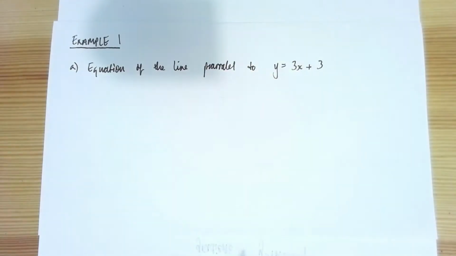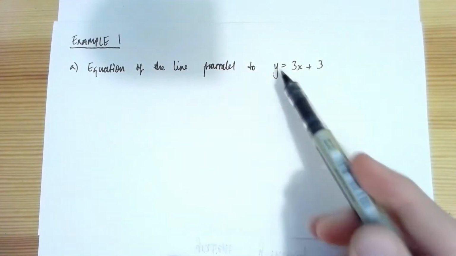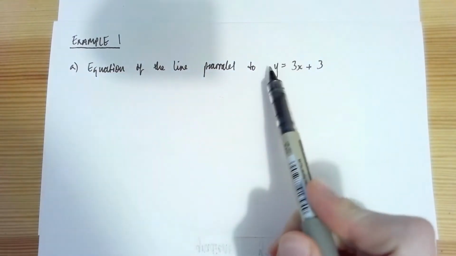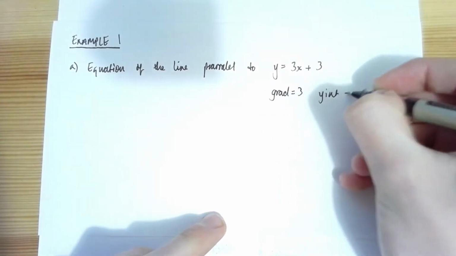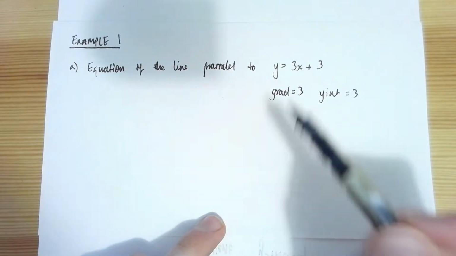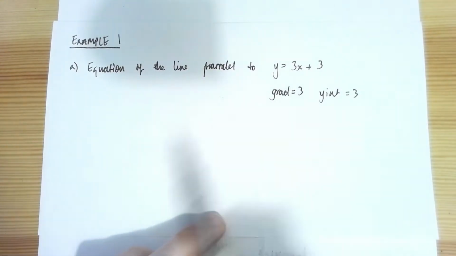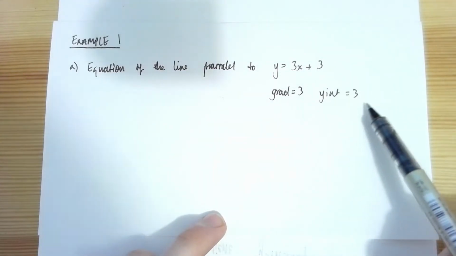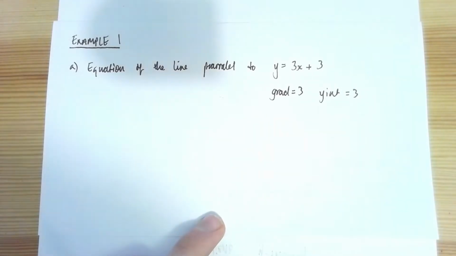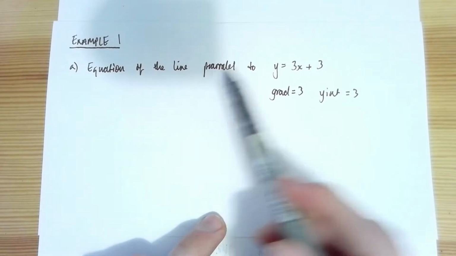Okay, so this example, we're given a straight line, and it says we want to find the equation of the line parallel to this straight line. So y equals 3x plus 3 has a gradient of 3 and a y-intercept of 3 as well. That means for every 1 increase in our x values, we're actually increasing 3 in our y values. And the y-intercept means that we're crossing the y-axis at 3. So we're asked to find the equation of the line parallel to this.